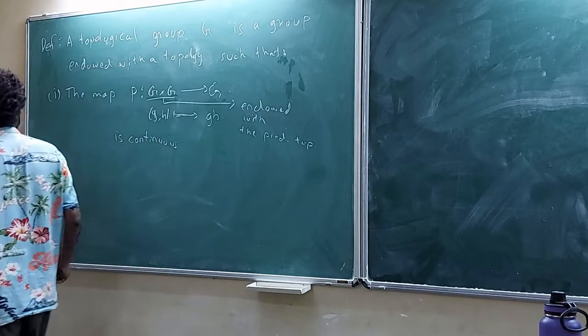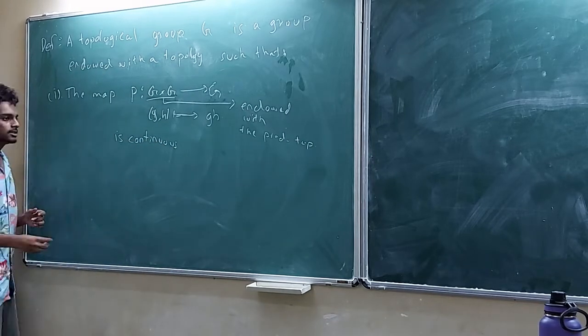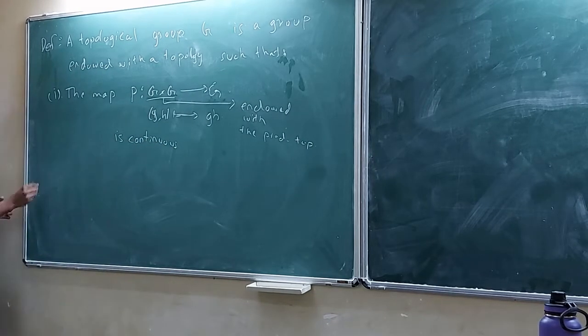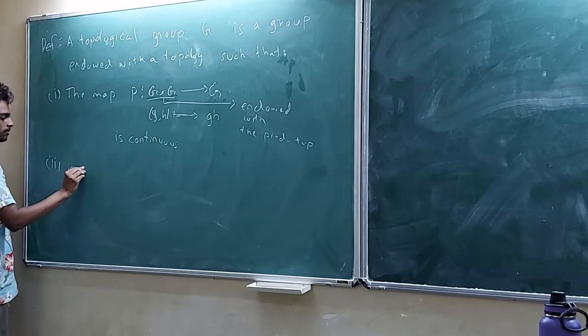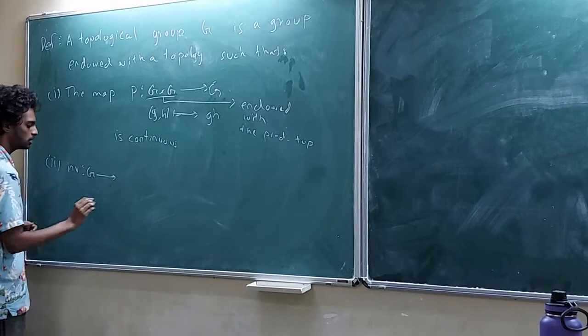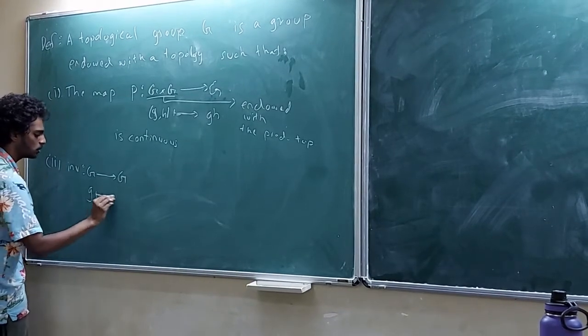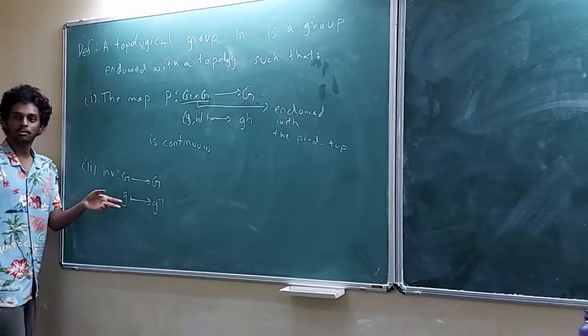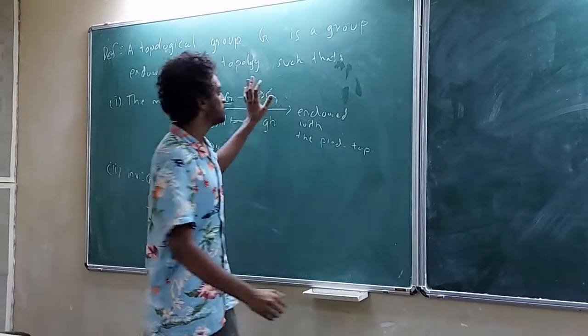Alright. And next, the simpler case, that is to ask for the inverse map to be continuous. So in G to G, taking G to its inverse, this must be a continuous map. And that is more or less it.